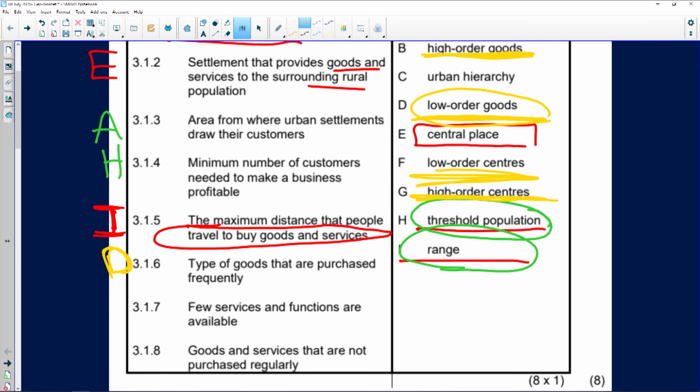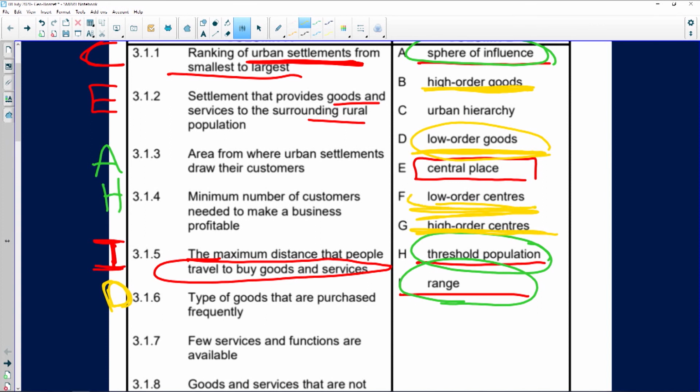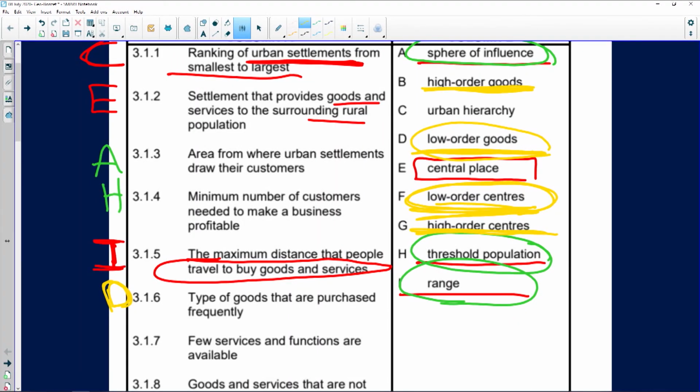Now, if we look at question 3.1.7, few services and functions are available. We've just mentioned it. Services and functions, like I've mentioned Kroonstad, for example. You won't find a brain surgeon in Kroonstad, will you? You're probably not going to find a Ferrari dealership in Kroonstad, are you? Definitely not. So, how can we classify it? It's going to be a low order center, very importantly. So the correct answer over there is going to be F.